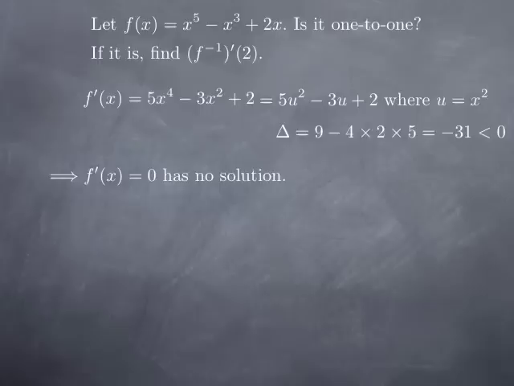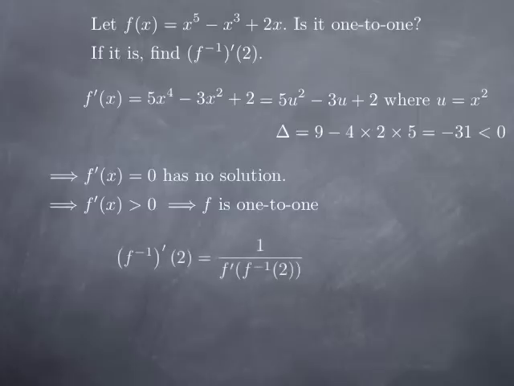And moreover, you see that f prime of 0 is 2, right? Because if I plug 0 in 5x to the fourth minus 3x squared plus 2, I get 2. In other words, it is positive somewhere, never takes a value 0, and it's a polynomial, therefore it's continuous. That means it is strictly positive everywhere. Therefore, the function f is increasing on its domain, which means that it is, in particular, 1-to-1.